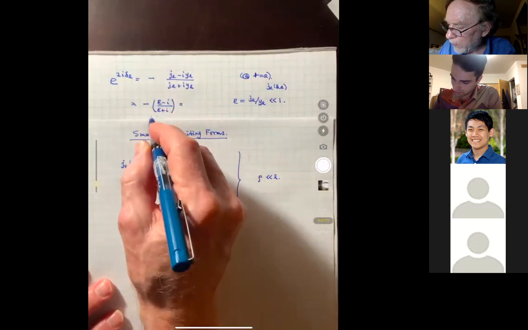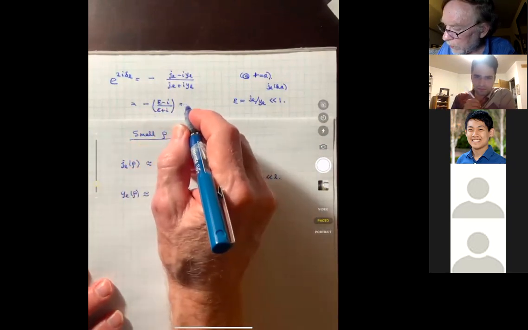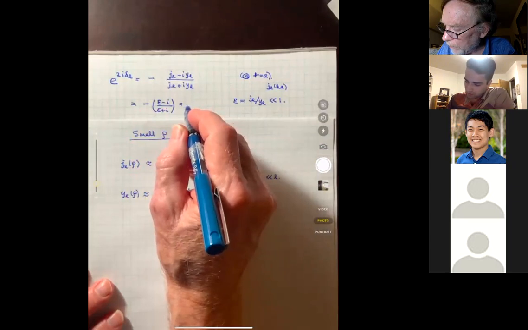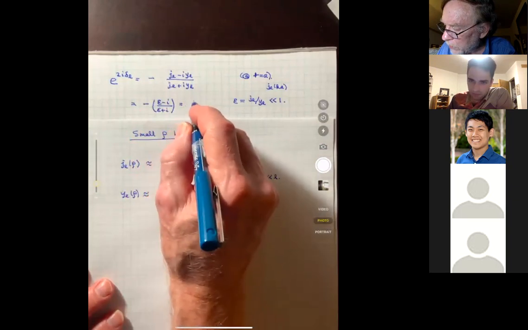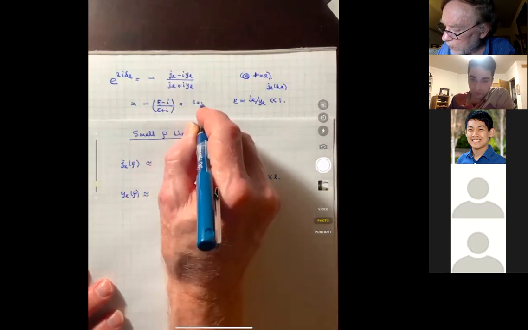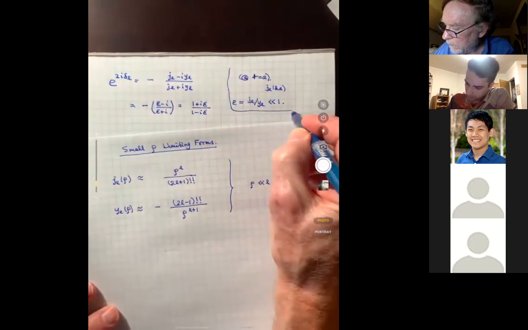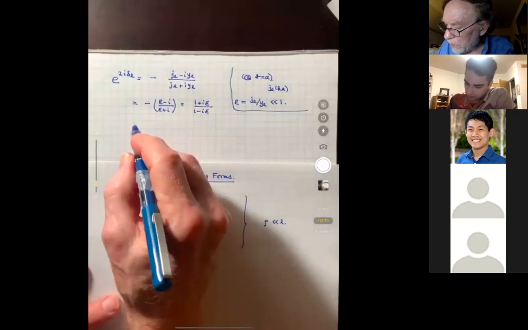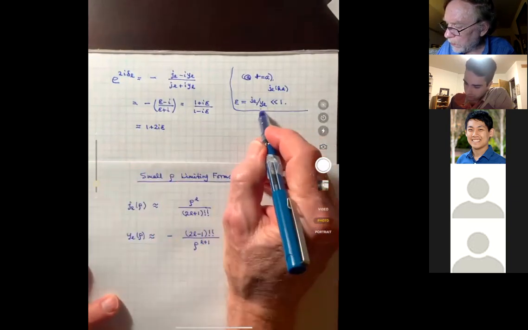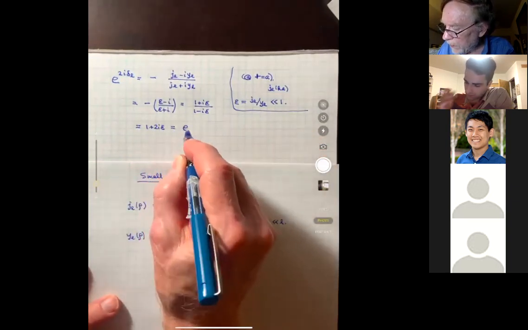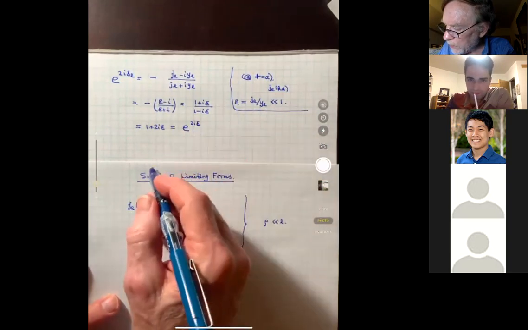And if I multiply the numerator and denominator by i, let me do it right. Multiply numerator and denominator by i. Then this turns into (1 plus i epsilon) divided by (1 minus i epsilon). And this is equal to 1 plus 2i epsilon if epsilon is small, which it is in our problem. And again, if epsilon is small, it becomes equal to e to the 2i epsilon. Again, assuming epsilon is small.